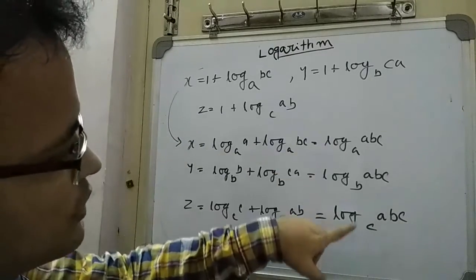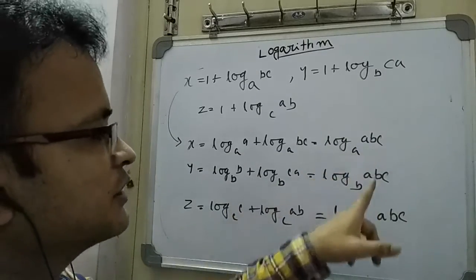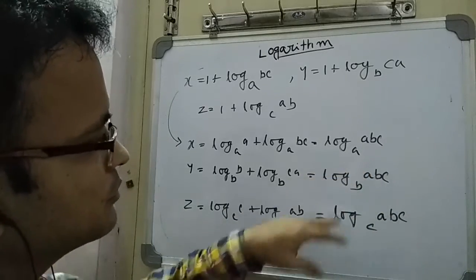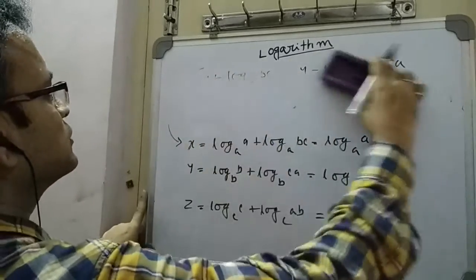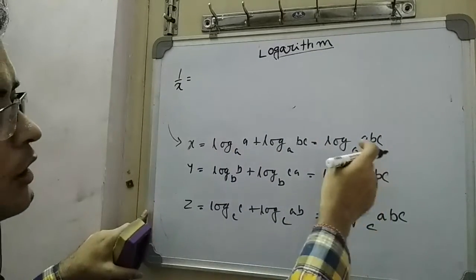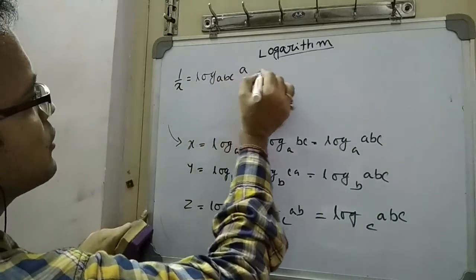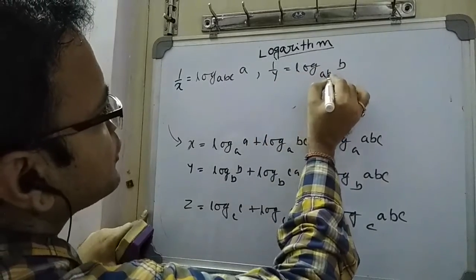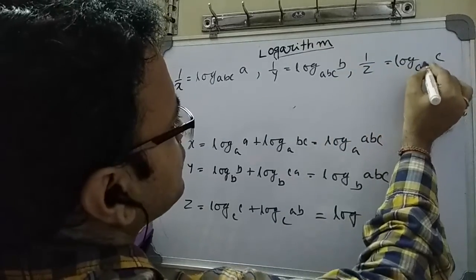Now see, x, y, z all have different bases, but the logarithm is taken on the same value, that is ABC. So what I can do is reverse it, so the base becomes ABC for all three, and then we can proceed. So now I know 1 by x equals log a base ABC, 1 by y equals log b base ABC, and 1 by z equals log c base ABC.